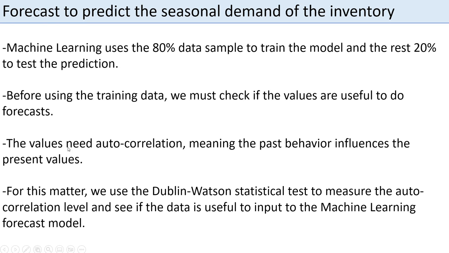The values need autocorrelation, meaning that the past behavior influences the present values. For this matter, we are going to use the Durbin-Watson statistical test to measure the autocorrelation level and see if the data is useful to input to the machine learning forecast model.